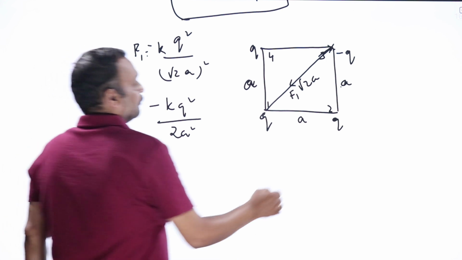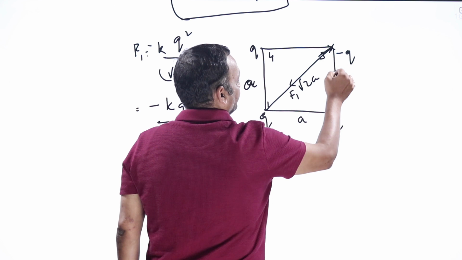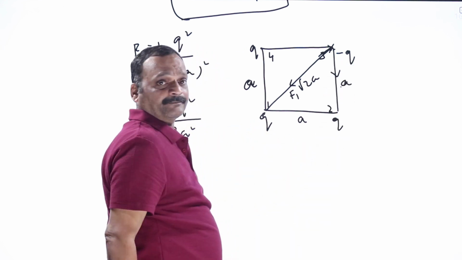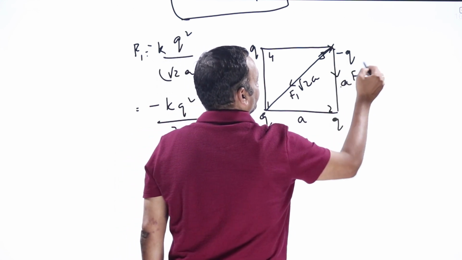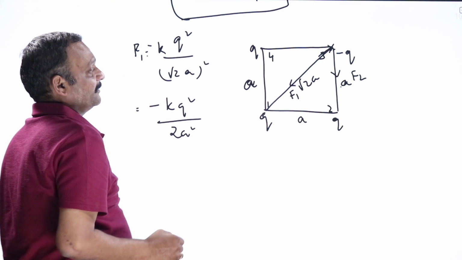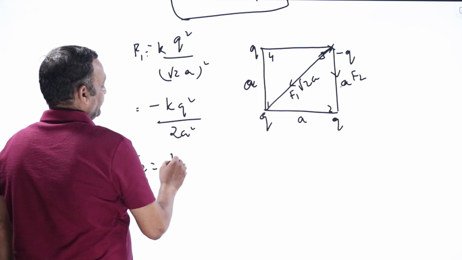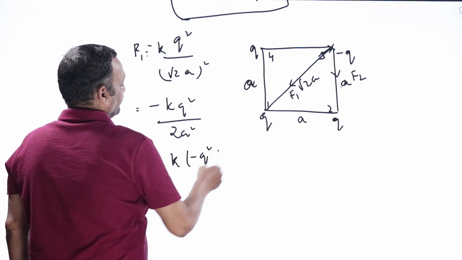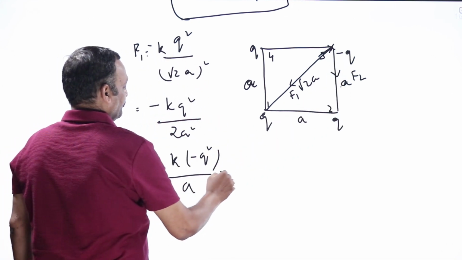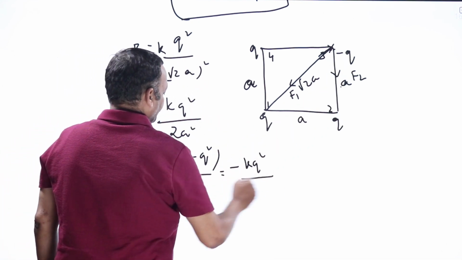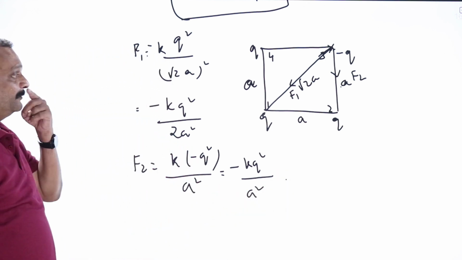Okay, similarly, force on minus Q due to the second charge on corner 2. Again, this is also an attraction force. I'll write like this. This force I'll call F2. What is that force? F2 equals K into minus Q square by the distance between these two charges, which is A only, so it is minus K Q square by A square. Minus K Q square by A square is force F2.